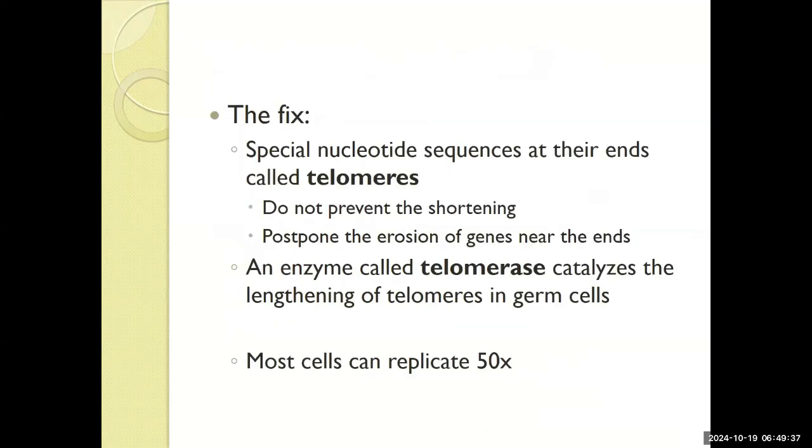Nature found a way to fix this, something known as telomeres. These are special nucleotide sequences at the very end of the chromosomes that don't code for any critical genes. And so while they are shortened, they postpone the erosion of the critical genes near the ends. A special enzyme called telomerase adds telomeres in our germ cells. And the length of the telomeres determines how many times that cell can be duplicated, which gives us the average number of about 40 to 50 replications per cell before the telomere is completely eroded. It has been proposed that the shortening of telomeres is connected to aging.